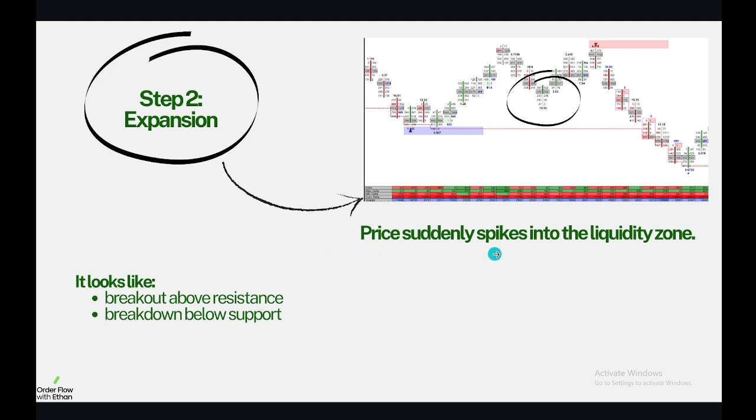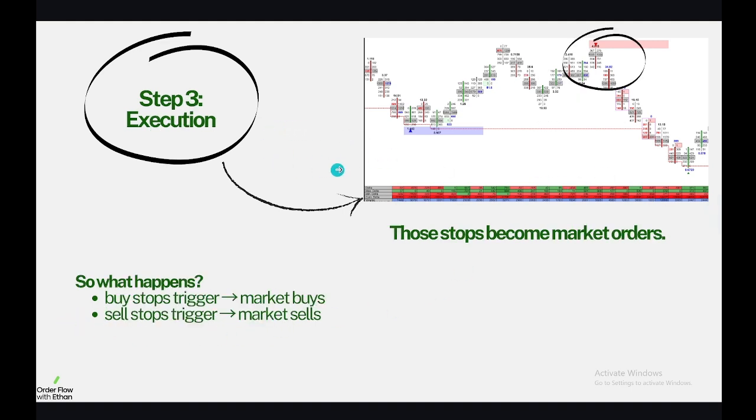Price suddenly spikes into the liquidity zone, then goes back, giving us a small correction, and it looks like a breakout above resistance or a breakdown below support. Then step 3 is the execution. So here the market went down basically, as you can see.